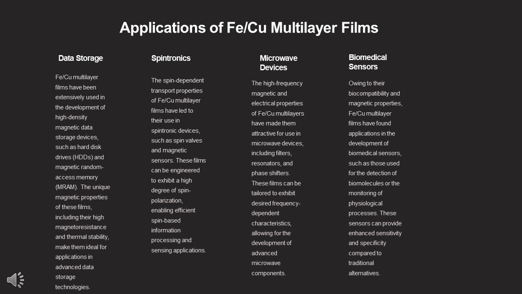Applications of ferrum and copper multilayer films. Data storage. Ferrum and copper multilayer films have been extensively used in the development of high-density magnetic data storage devices such as hard disk drives (HDDs) and magnetic random access memory (MRAM). The unique magnetic properties of these films, including their high magnetoresistance and thermal stability, make them ideal for applications in advanced data storage technologies.